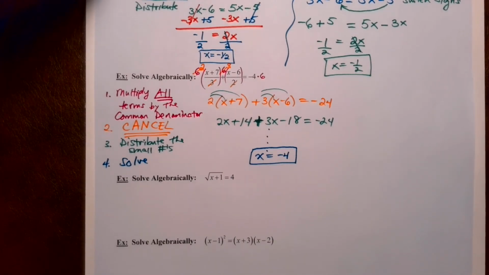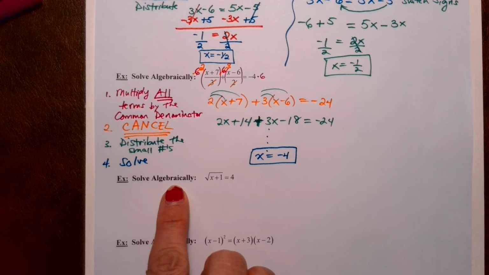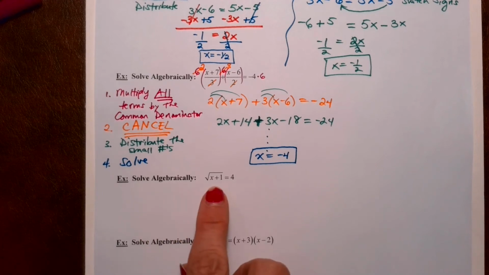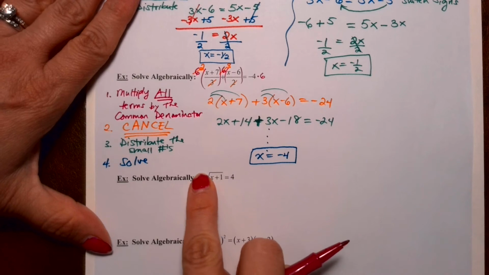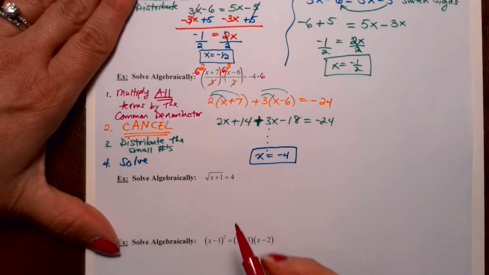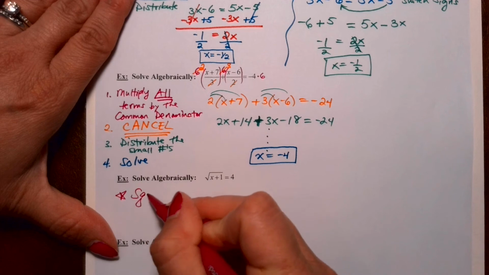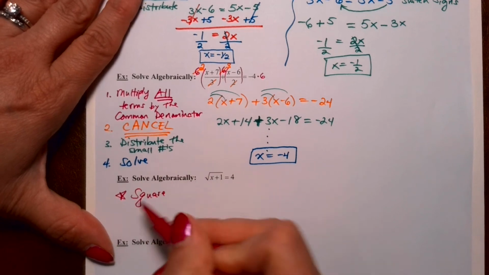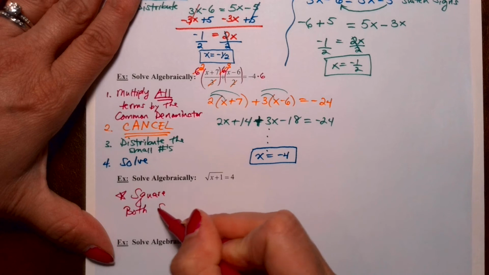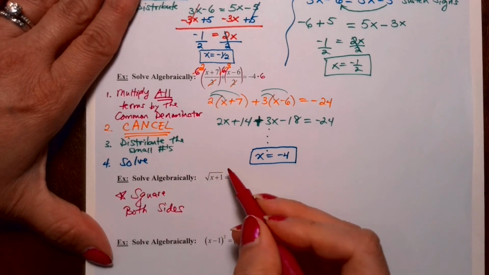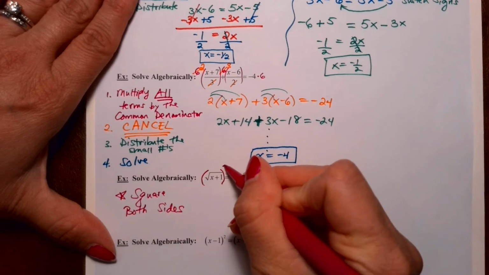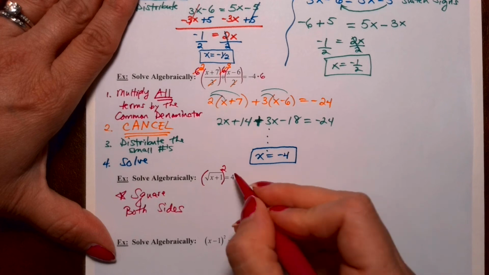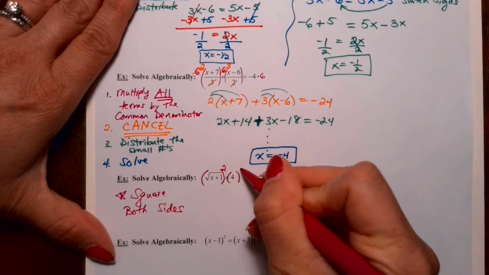Okay, next one. How do you solve algebraically when there's a radical? Does anyone know what technique we're going to use here? When you see a square root, the inverse of square root, we're going to square both sides. If you see a square root, the inverse would be to square. So you put parentheses around the left side and you square it. And then you put parentheses around this right side and you square it.